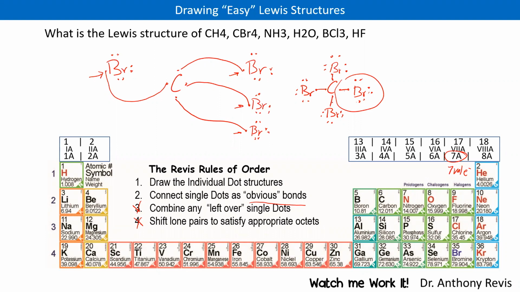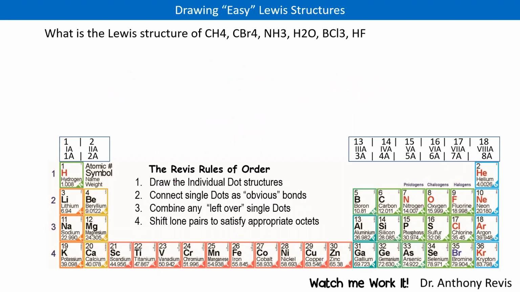Okay. On to the next one. Let's follow the rules. Ammonia, NH3. So nitrogen is going to be the central atom. I know that because it has the best opportunity to be the central atom because it has more unpaired dots in it, and you'll see that in just a minute. There are 5 valence electrons.